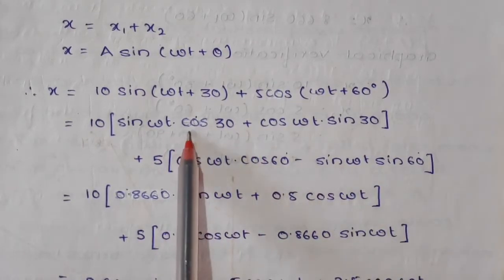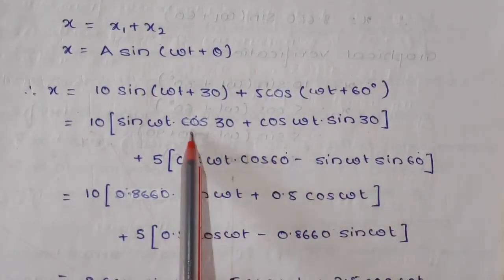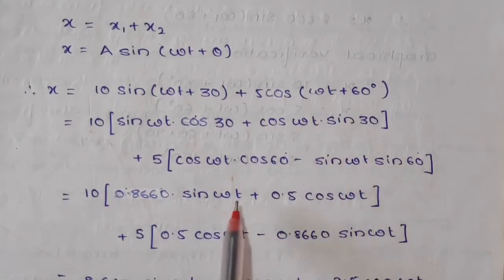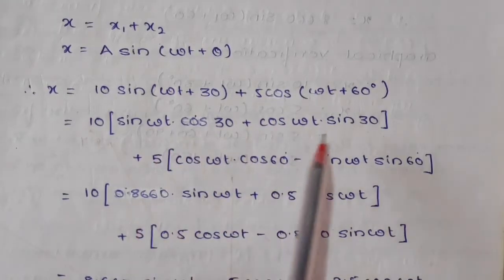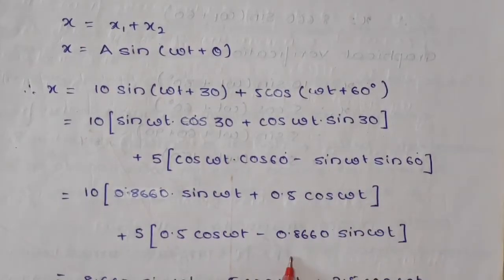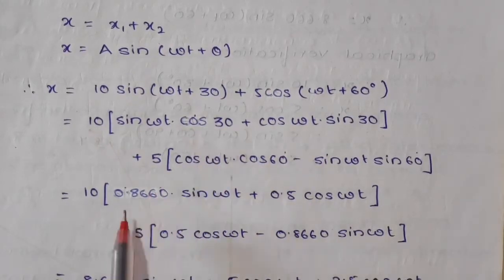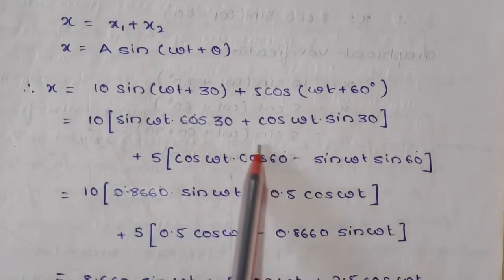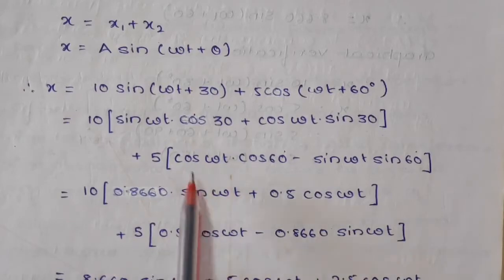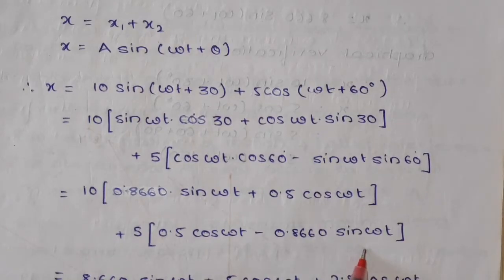Now using the calculator I calculate cos 30, sine 30, cos 60 and sine 60. Cos 30 is 0.8660 and sine 30 is 0.5. Then cos 60 is 0.5 and sine 60 is 0.8660. You just substitute these values. So I have 10 into (cos 30, 0.8660, into sine omega t plus sine 30, 0.5, into cos omega t), then 5 into (cos 60, 0.5, into cos omega t minus sine 60, 0.8660, into sine omega t).